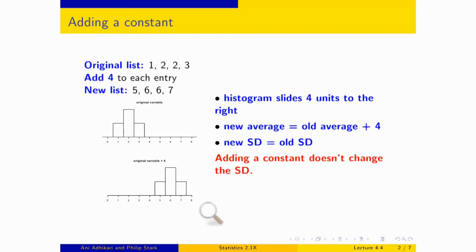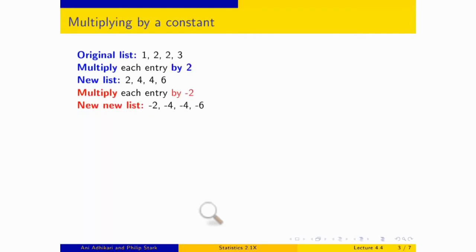So now let's look to see what happens when you multiply by a constant. So it's our same old list, 1, 2, 2, 3. I'm going to multiply by 2. I'll get 2, 4, 4, 6. And while we're being technical, why don't we also deal with the case where we're multiplying by a negative number? That's much less common than multiplying by a positive number. However, it does happen sometimes, and it's worth knowing what happens in that case. So you'd get minus 2, minus 4, minus 4, minus 6. That's our new list.